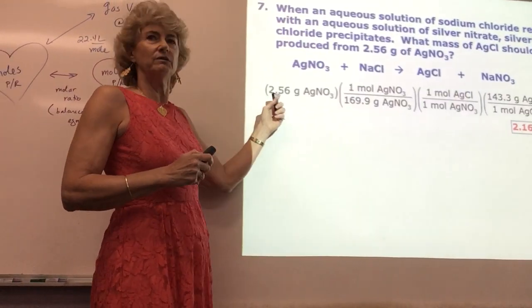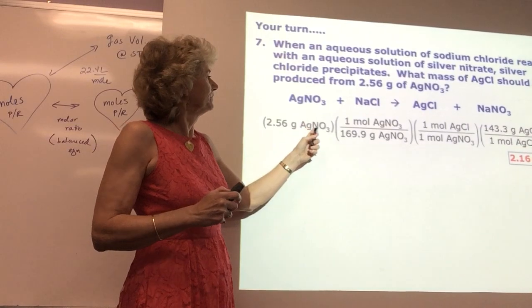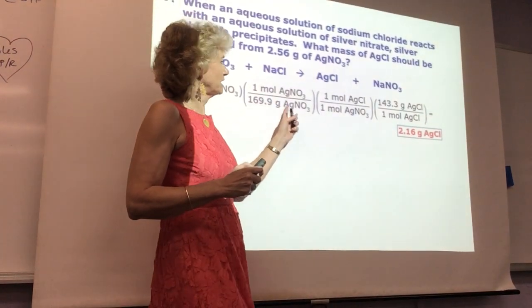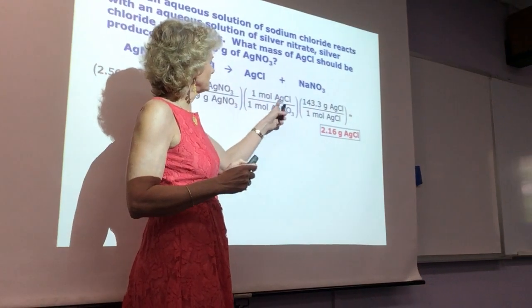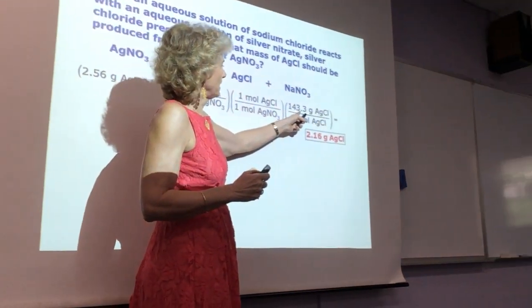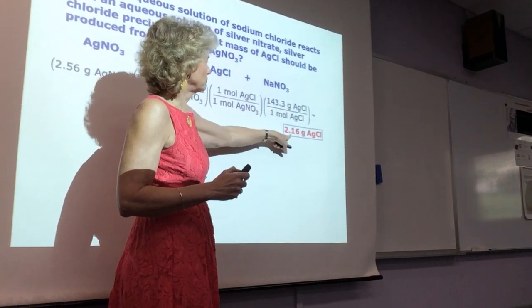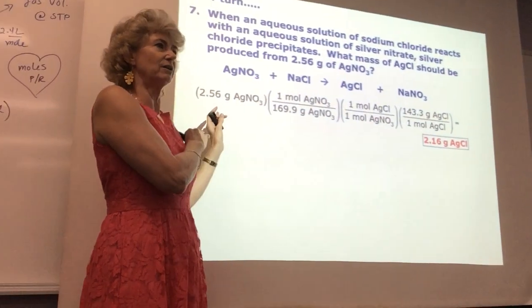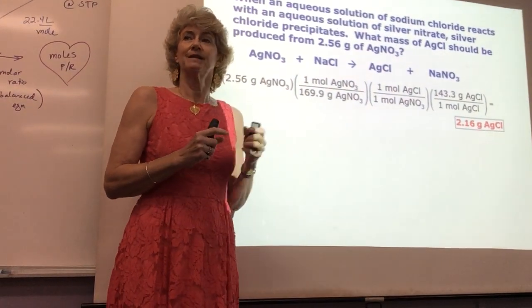Start off with what's given. I gave you silver nitrate. Turn it into moles of silver nitrate. This is the molar mass of silver nitrate. The molar ratio of silver nitrate to silver chloride is 1 to 1. And then the molar mass of silver chloride. So 2.16, 3 sig figs. That is your bread and butter, easy stoich problem.